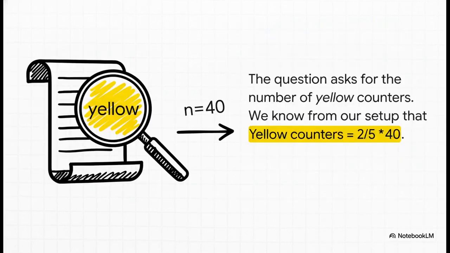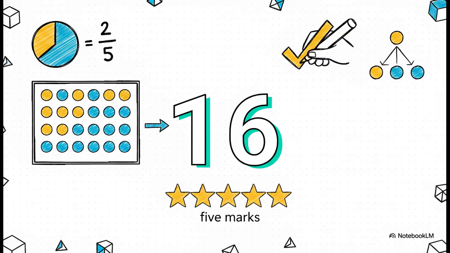And here's the classic trap where people can lose a mark right at the finish line. You've got to read the question one last time. It doesn't ask for the total number of counters. It asks for the number of yellow ones. And we figured that out way back at the start. Yellows are 2/5 of the total. So we just need to calculate 2/5 of our total, 40, which gives us a final answer, 16. There are 16 yellow counters in the box. And that, my friends, is how you get all 5 marks.